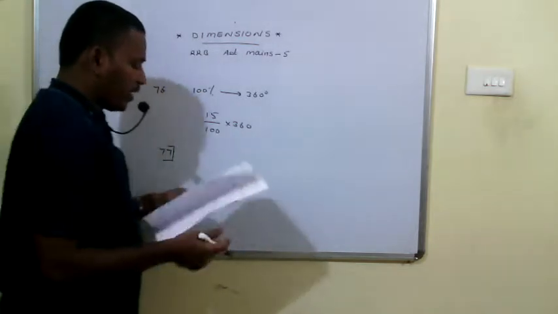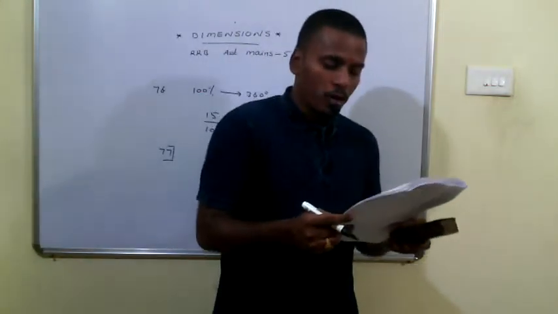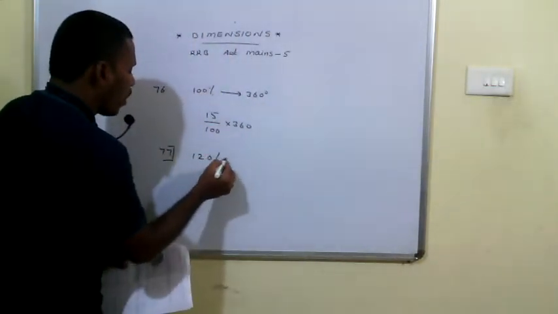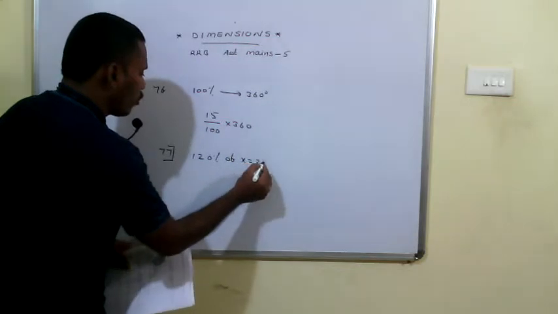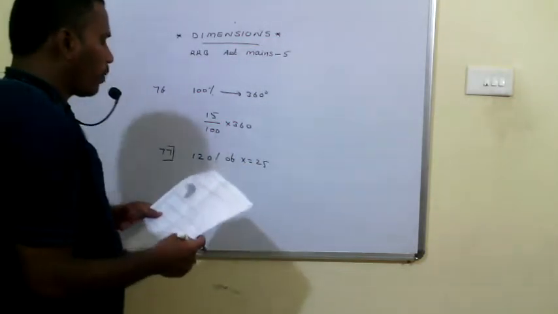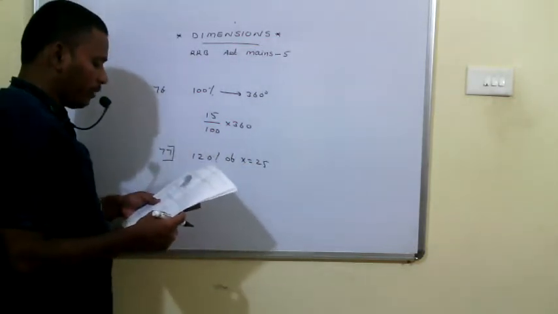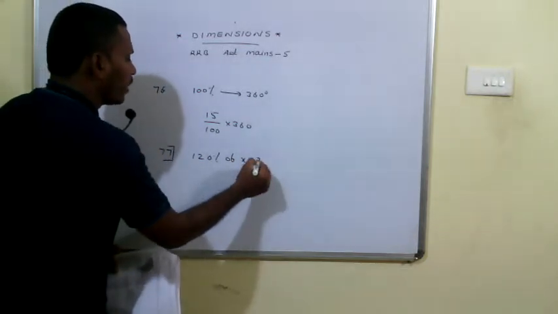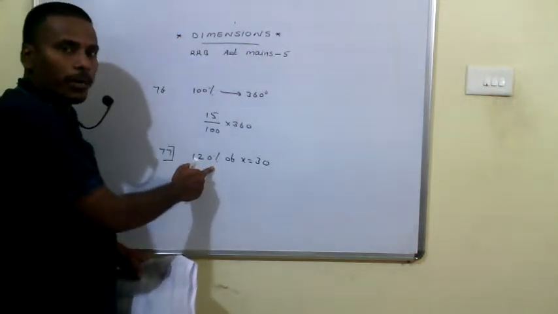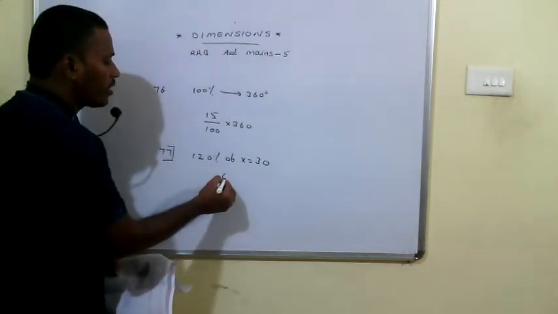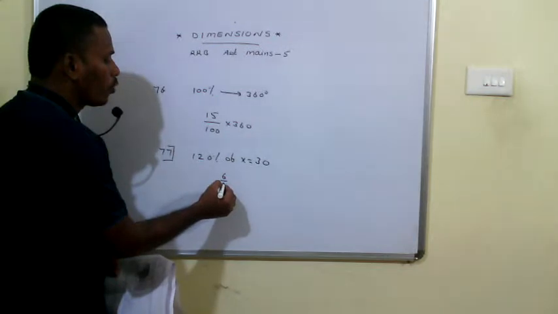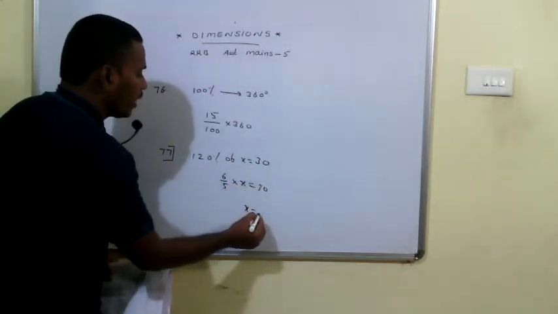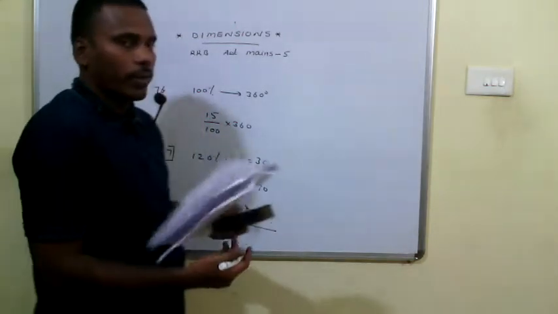Whereas for the 77th, the market price of the book is 20% more than the cost price. If we take the cost price as x, 120% of x is equal to the market price, which is given as 30. 120% means 120 by 100, so 120 by 100 into x is equal to 30. Then you will get that x is equal to 25.